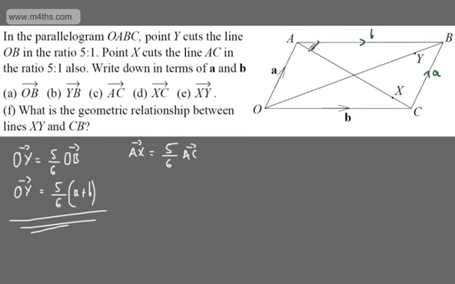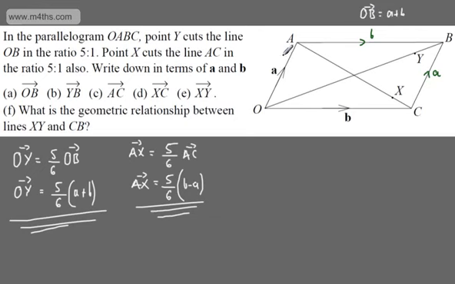So if I want to go from A to C, it's going to be minus A plus B. So I can say now that AX is going to be 5/6 of B minus A. So that's just building those up. So let's go ahead and answer the questions. OB, quite clearly, we've just found that. OB is going to be A plus B. So OB, as we've just seen, is going to be A plus B.